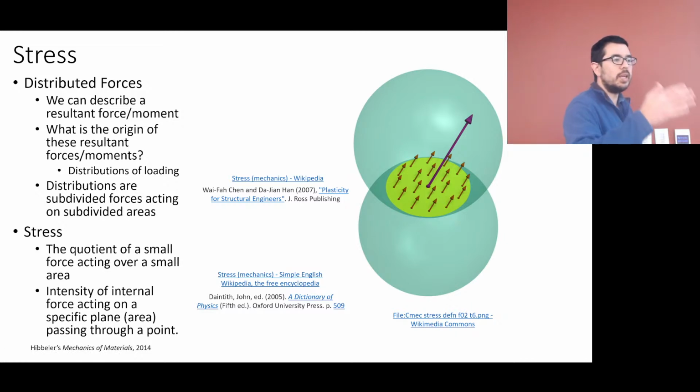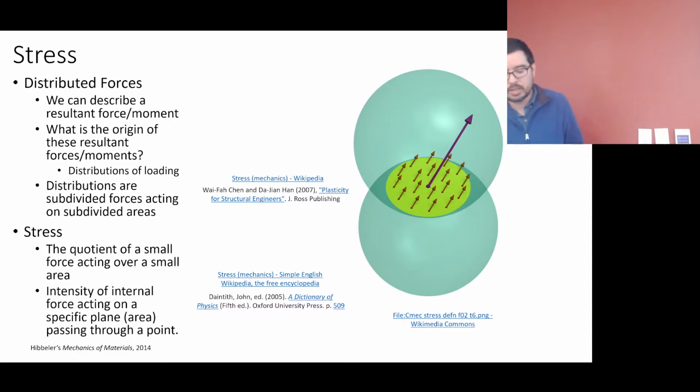When we cut beams later, we will see how location matters. It's like real estate. Location, location, location. Where you are matters in the internal structure.